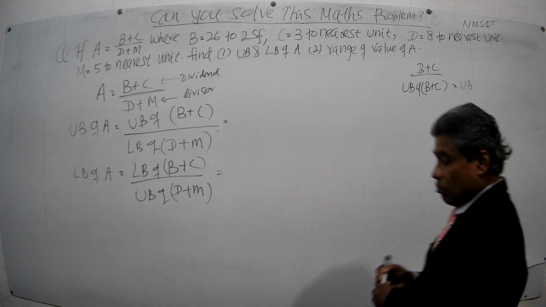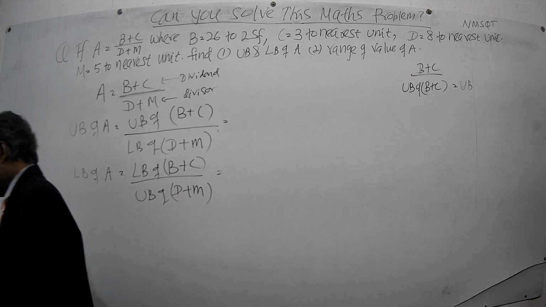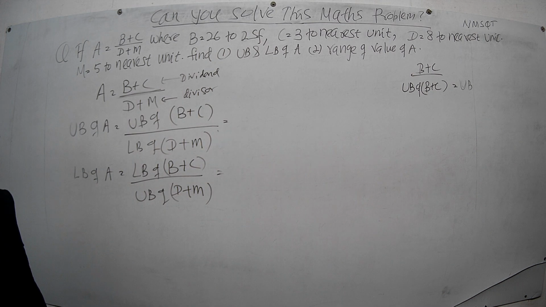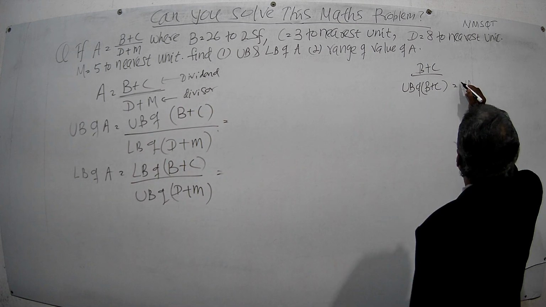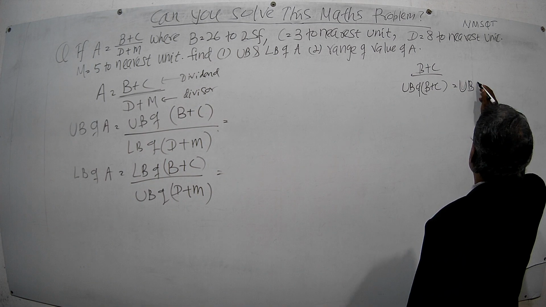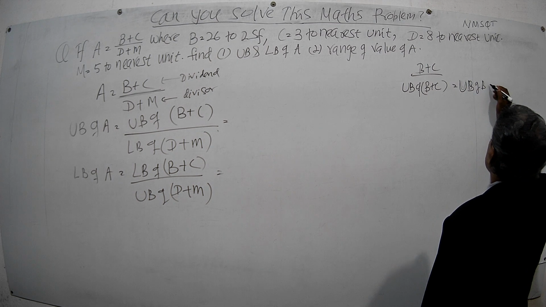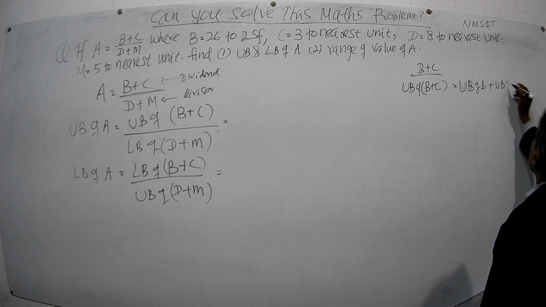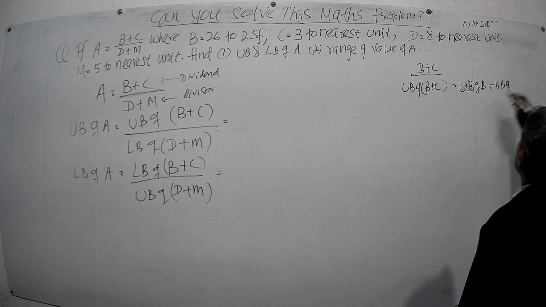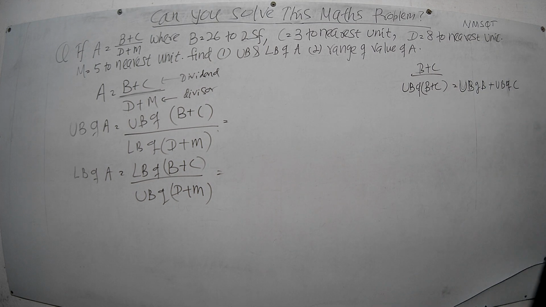Therefore, write upper bound of B plus upper bound of what? Upper bound of C. Okay, that is the formula.